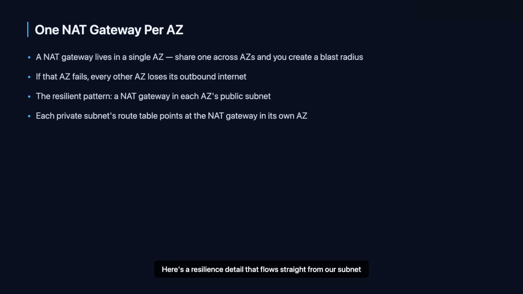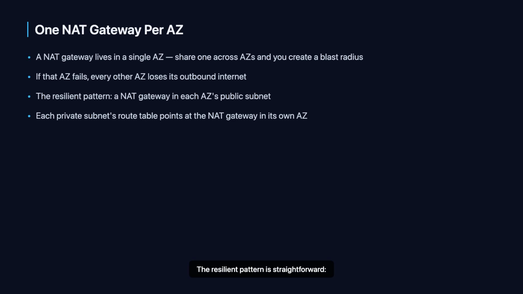Here's a resilience detail that flows straight from our subnet rule. A NAT gateway lives in a single availability zone. So if you share one NAT gateway across multiple zones, you've built a blast radius. The moment that one zone fails, every other zone loses its outbound internet along with it.